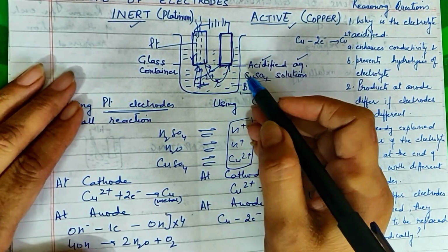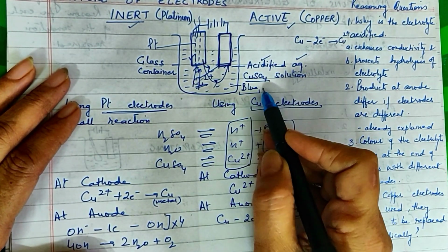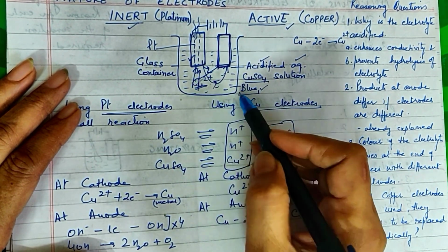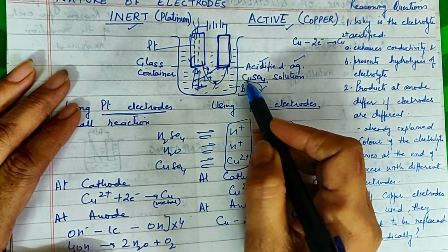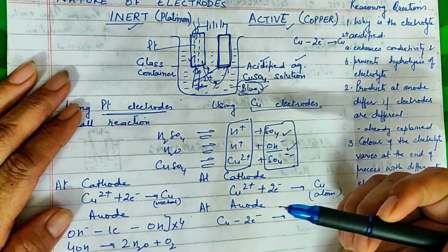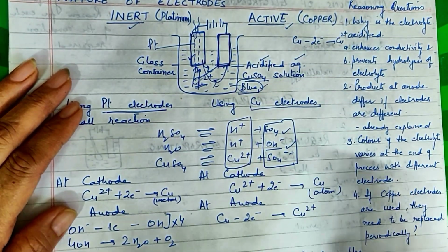Now here, the color of the solution was blue earlier. Because fresh copper ions are also coming from the anode, the color of the solution continues to remain blue. So this is one major difference in the observation when this process is going on. Anyway, I'll tell you about the observations.